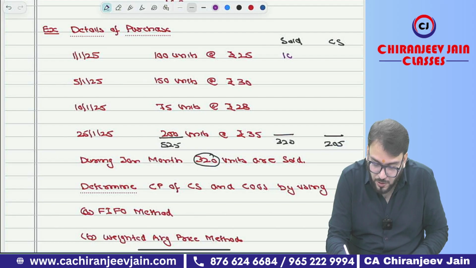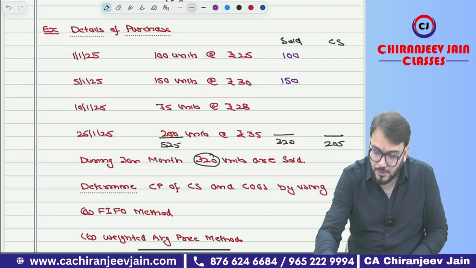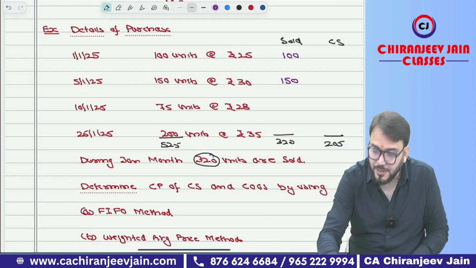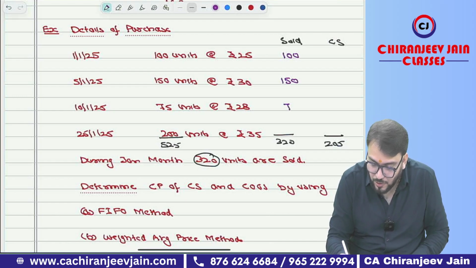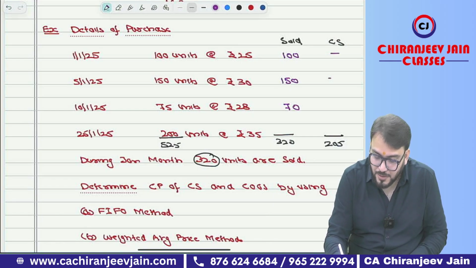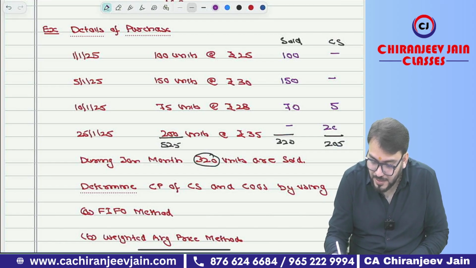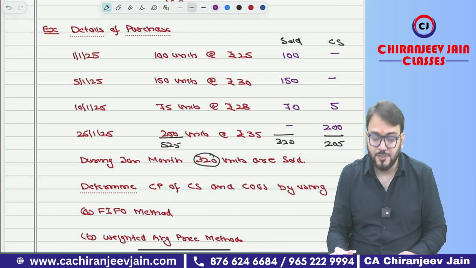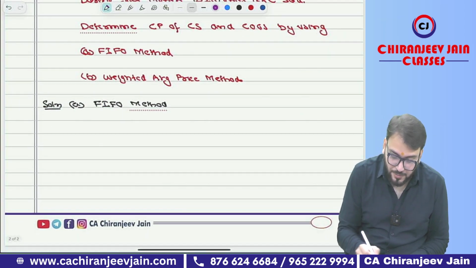So this 320 units will be sold from which lot? So 100 from this lot, 150 from this lot, it becomes 250. You can see 320 minus 250, so 70 from this lot. Means closing stock from this lot will be nil, this lot will be nil, this lot 5, and this is entirely in closing stock. Got this point? Are you getting what I am saying?